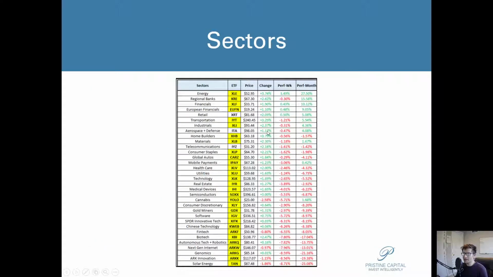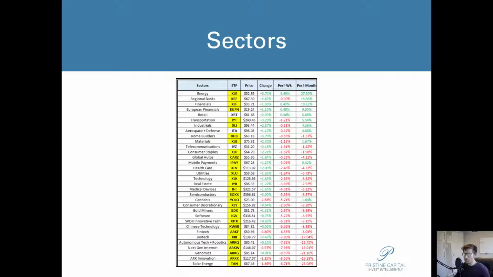For sectors, you can see the same exact thing. Energy up over 3% today. Regional banks up 2.62%. What I will point out in terms of the laggards, this cannabis YOLO ETF still finished down 2.58%. Keep in mind that YOLO ETF includes the Canadian cannabis names, which are just dreadful. Don't even touch those. And then it also includes the United States names, which I'm super bullish on. I think those are awesome.